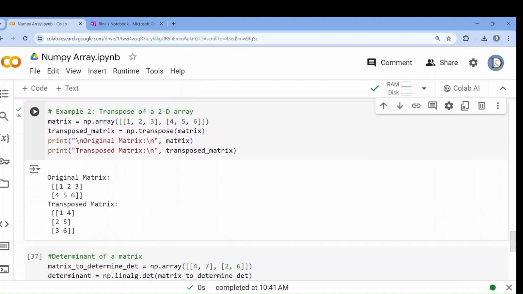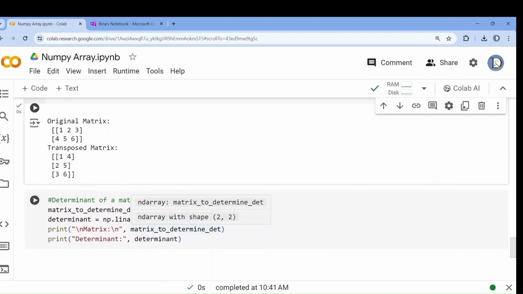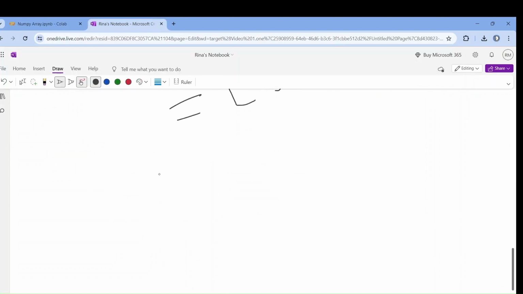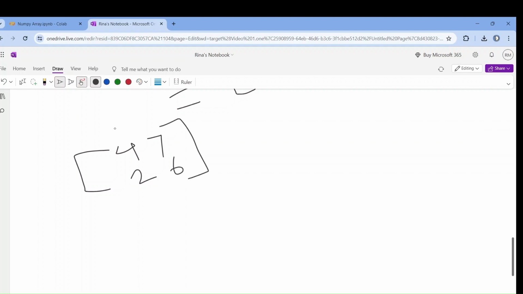Clear? Okay, now the next one is the determinant of a matrix. Now how to get the determinant? Let me show you. Take the matrix with rows 4, 7 and 2, 6. This is our matrix. Now the rule is, let me show you why this way first.